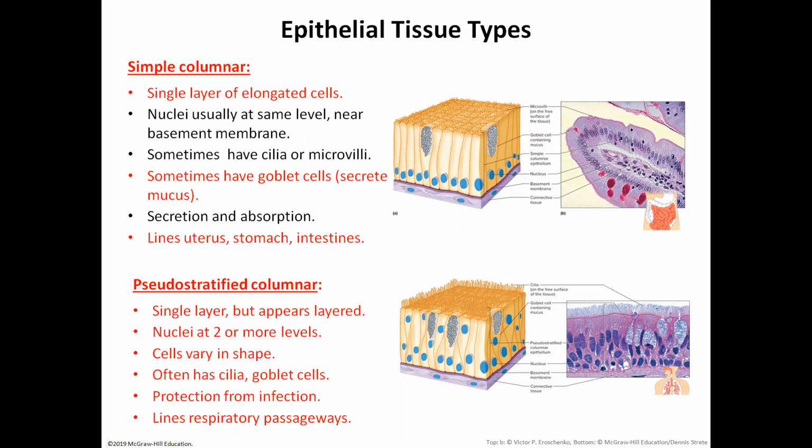When we go to look at their nucleus, remember each cell has to have a nucleus, they're pretty much at the same level, but they're going to be closer to that basement membrane, that anchoring portion. And then again, on the free surface, we're either going to see these cilia or we're going to see these microvilli. Now, if they have cilia, more than likely they're going to have these goblet cells. And these goblet cells are helpful to secrete mucus.